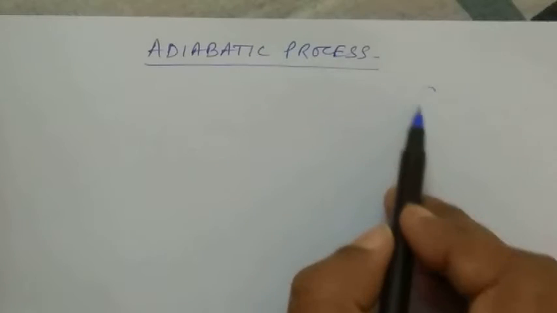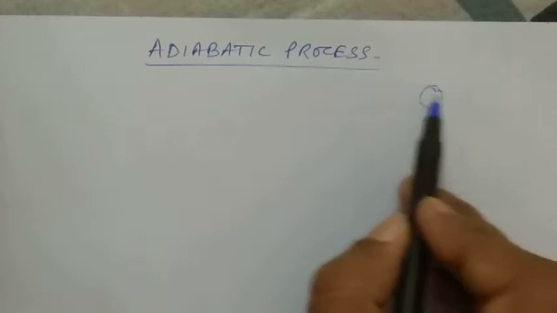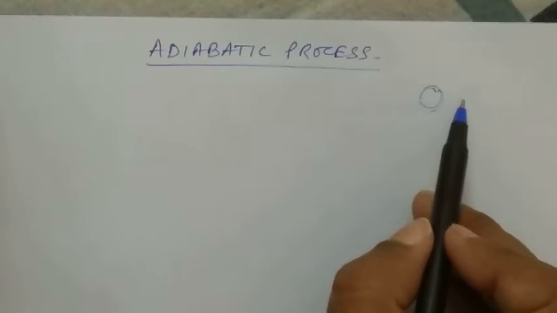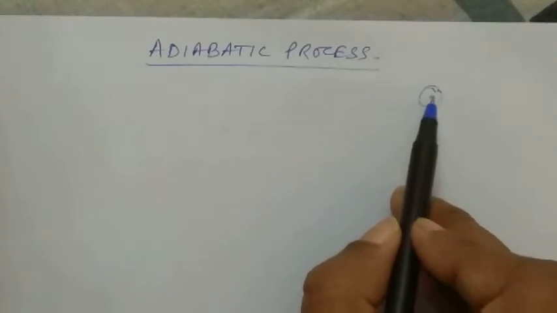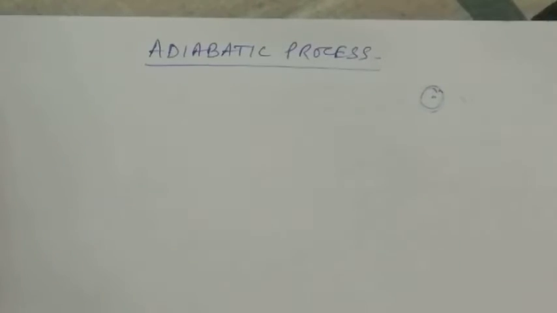Now adiabatic process. What is an adiabatic process? A process in which no heat is exchanged between a system and its surroundings. The term adiabatic means no heat is exchanged between a system and the surroundings. If this is the system, no heat can come inside the system, and no heat will be released from the system. This is called an adiabatic process.